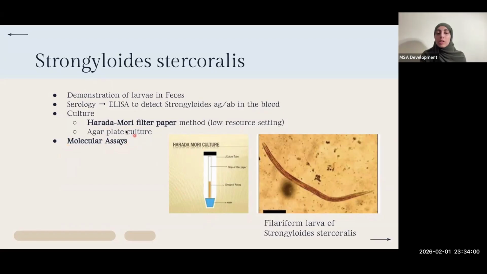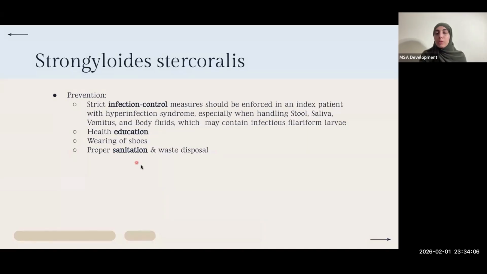And molecular assays is actually an important technique in diagnosis, okay? Molecular assays. How do you prevent strongyloides? You need to have strict infection control measures, especially if you find an index patient with hyperinfection syndrome. You want to make sure to isolate them and do all the protective measures, especially when handling their stool, saliva, vomitus, and body fluids, because the body fluids may contain the infectious larva, okay?